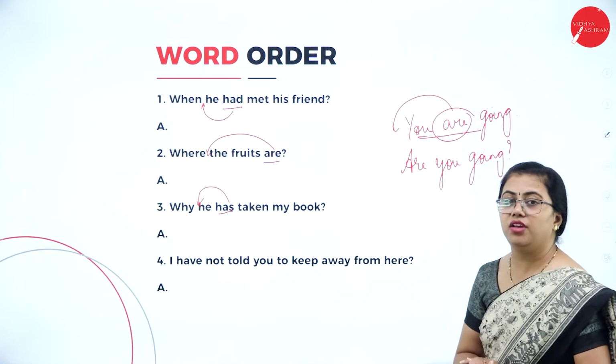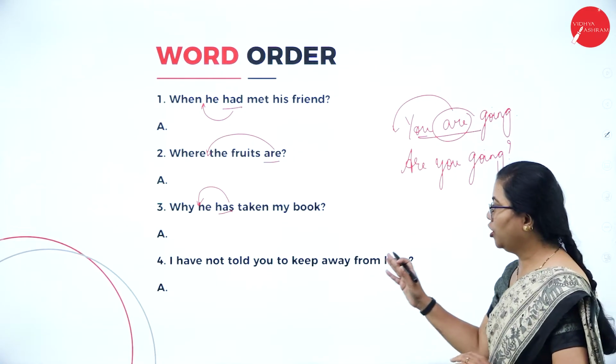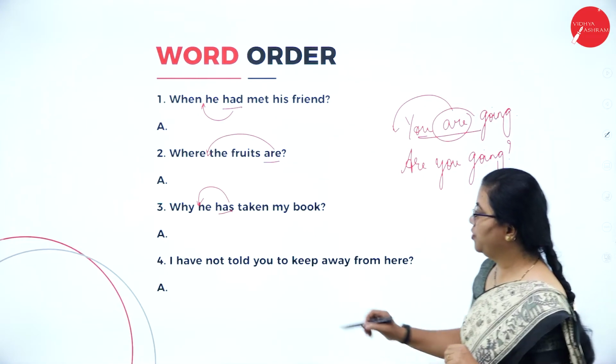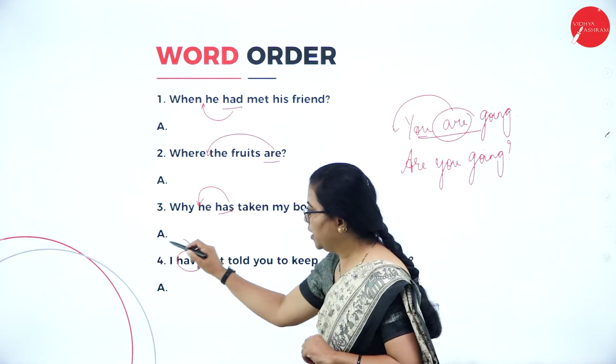Now here it is starting from the pronoun I. I have not told you to keep away from here. Here again the same rule has to be followed. The auxiliary verb is this; put it in the beginning.